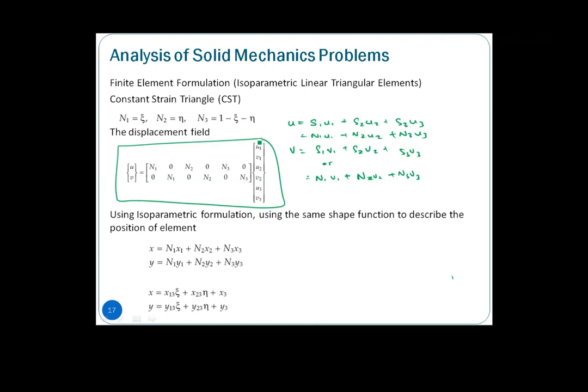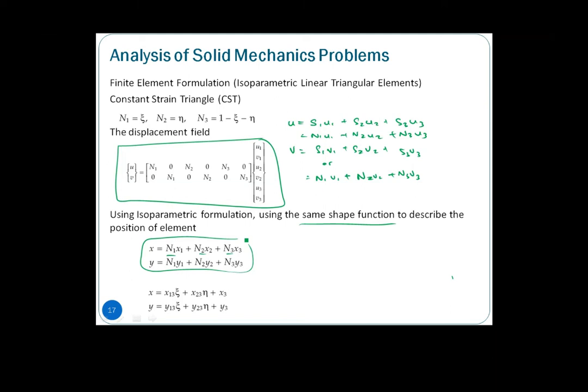Under isoparametric formulation, or isoparametric elements, we are saying that the displacement field and also the geometry field are sharing the same shape functions. So again, our x and y, the position in the element, are also sharing the same shape functions N1, N2, N3. It can be written as x equals N1 x1 plus N2 x2 plus N3 x3, and y equals N1 y1 plus N2 y2 plus N3 y3.